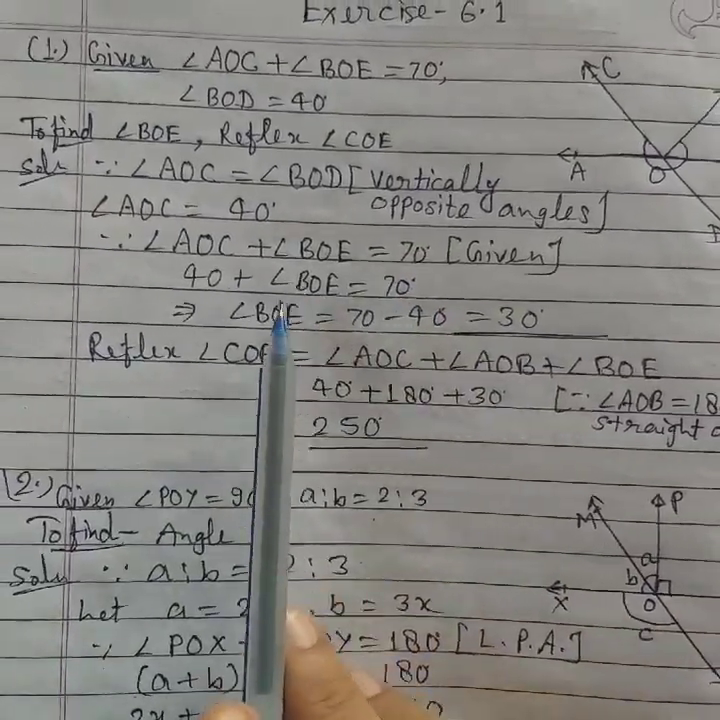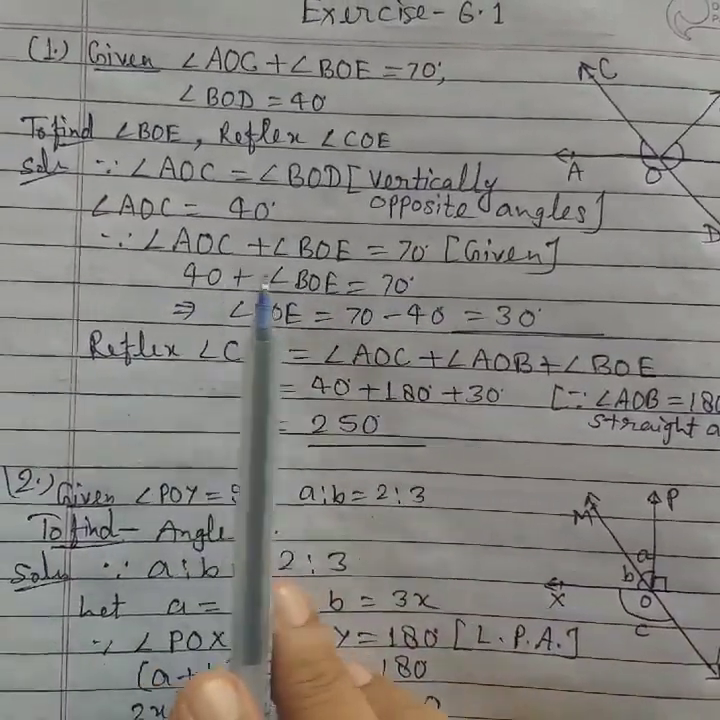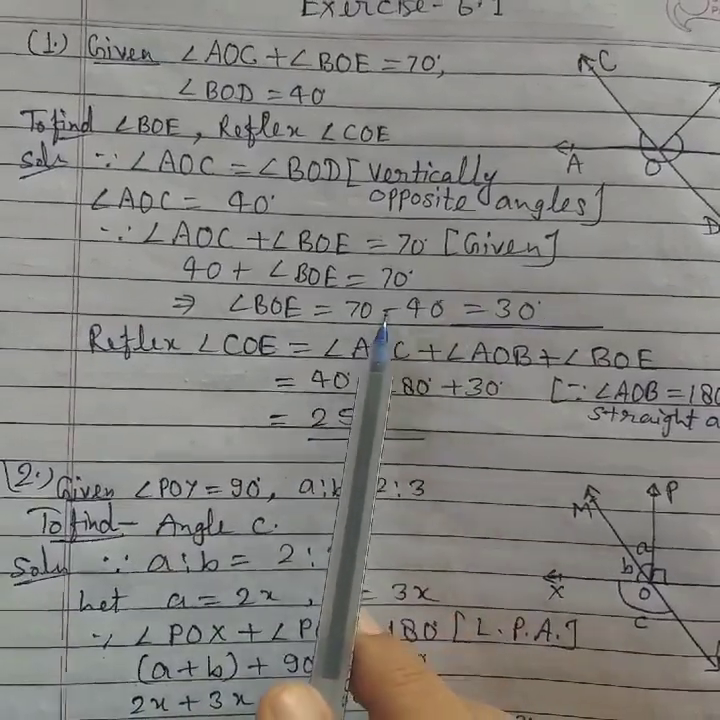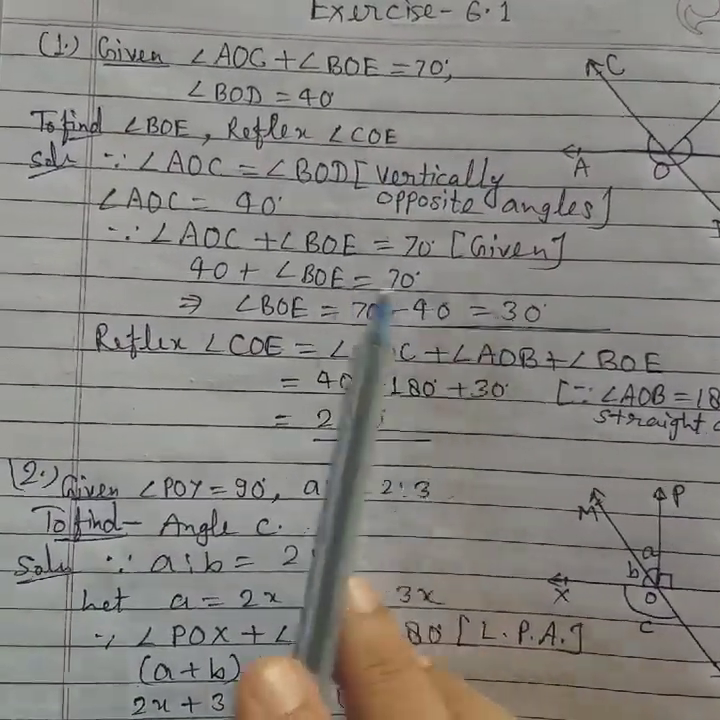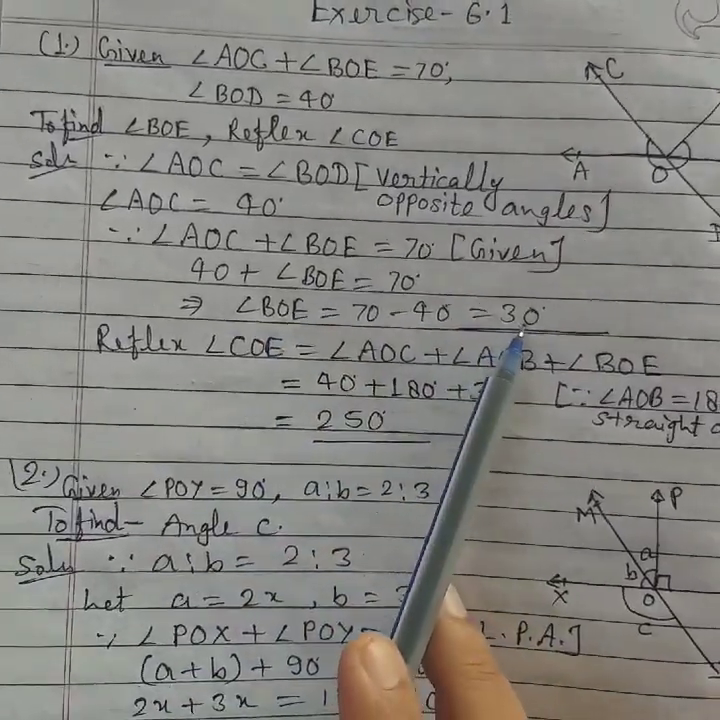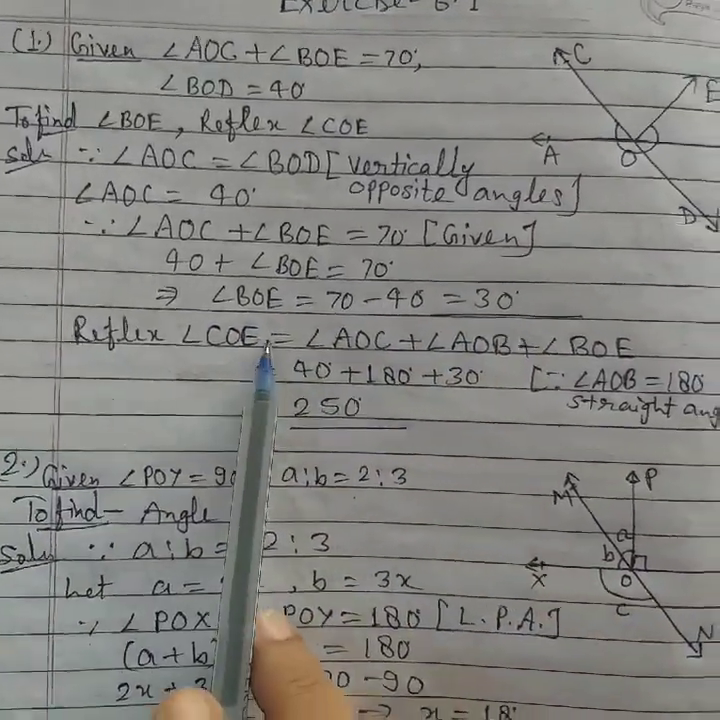Now, on separating angle BOE, that 40 goes to the RHS, and will be subtracted from 70. So 70 minus 40, that will be 30 degrees. So we get angle BOE equals 30 degrees. Now, reflex angle COE.